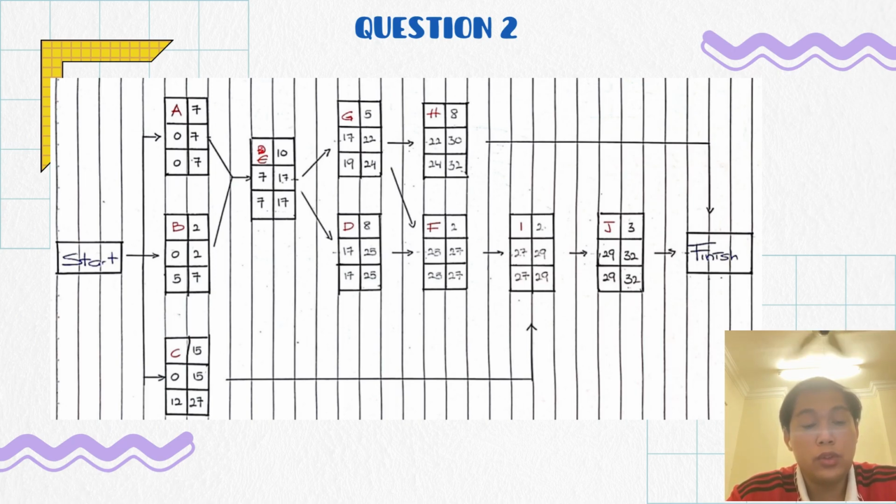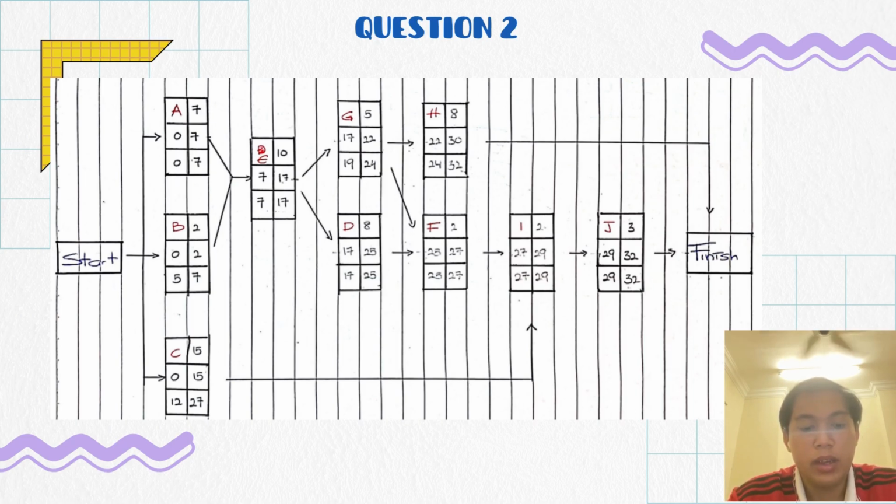Then we go to G and D. For G, we get EF 22, and for D we get 25. We go for G first. G goes to two activities, H and F. For H, we get EF 30.